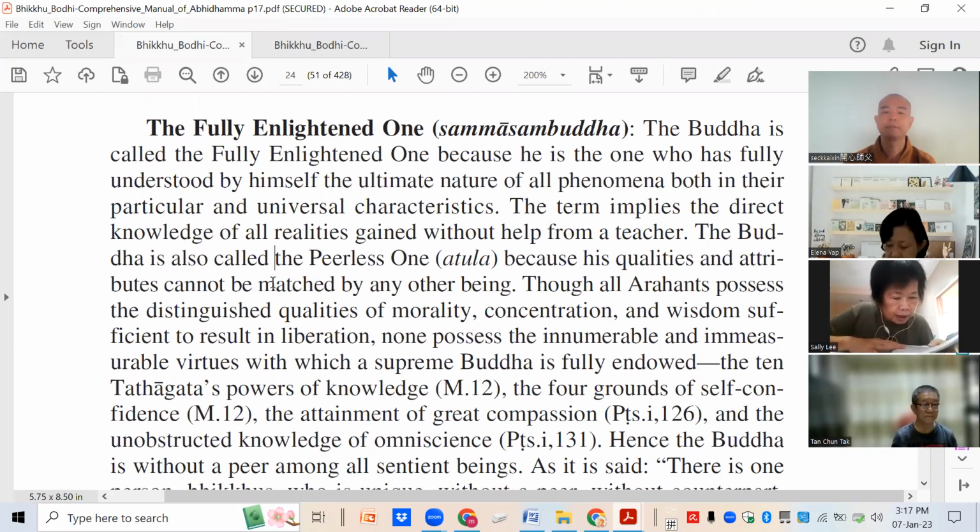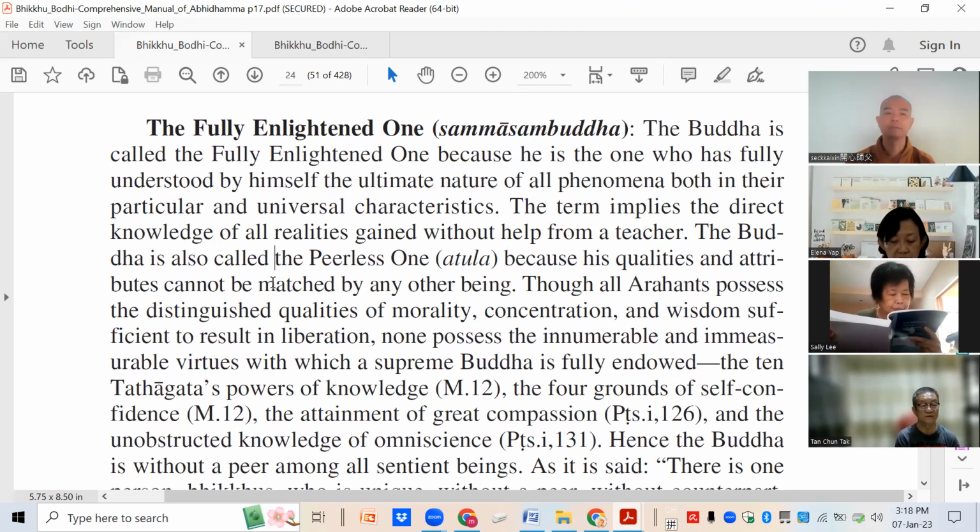The fully enlightened one, Sammasambuddha. The Buddha is called the fully enlightened one because he has fully understood by himself the ultimate nature of all phenomena, both in their particular and universal characteristics. The term implies the direct knowledge of all realities gained without help from a teacher.